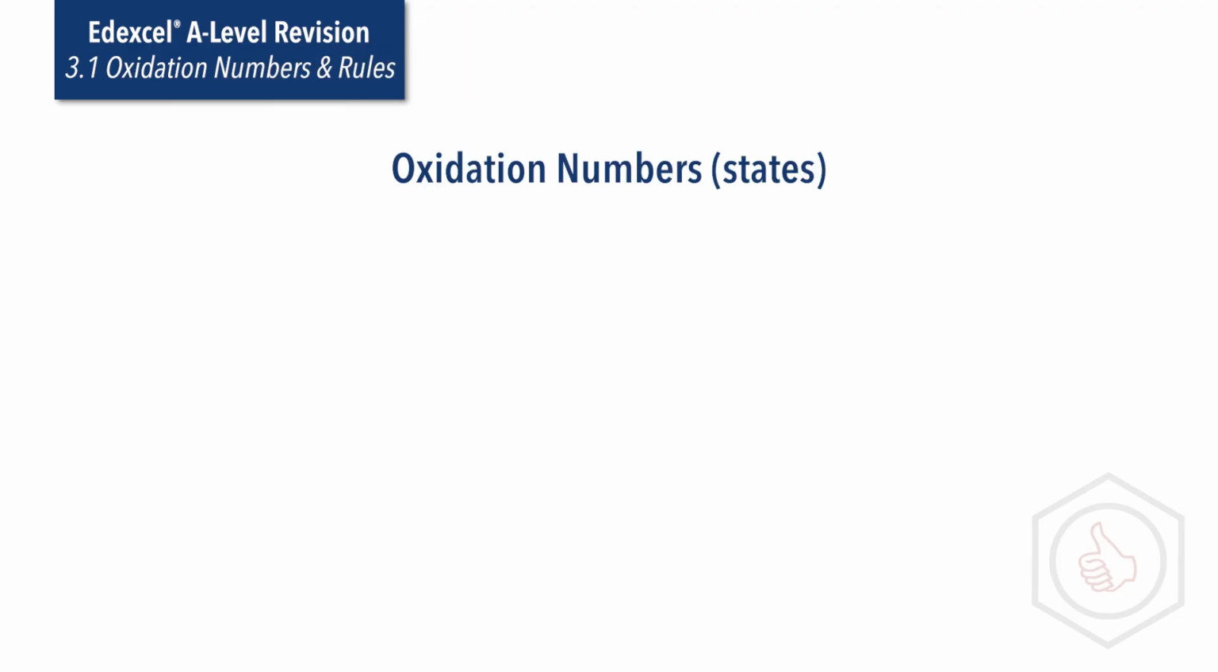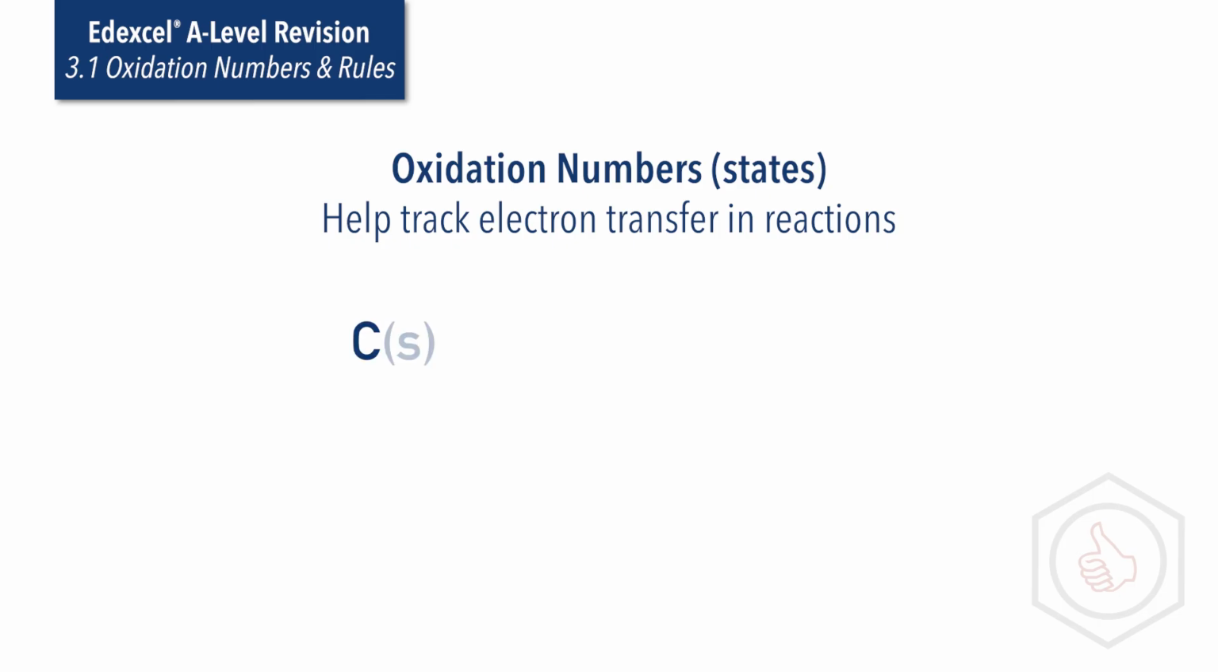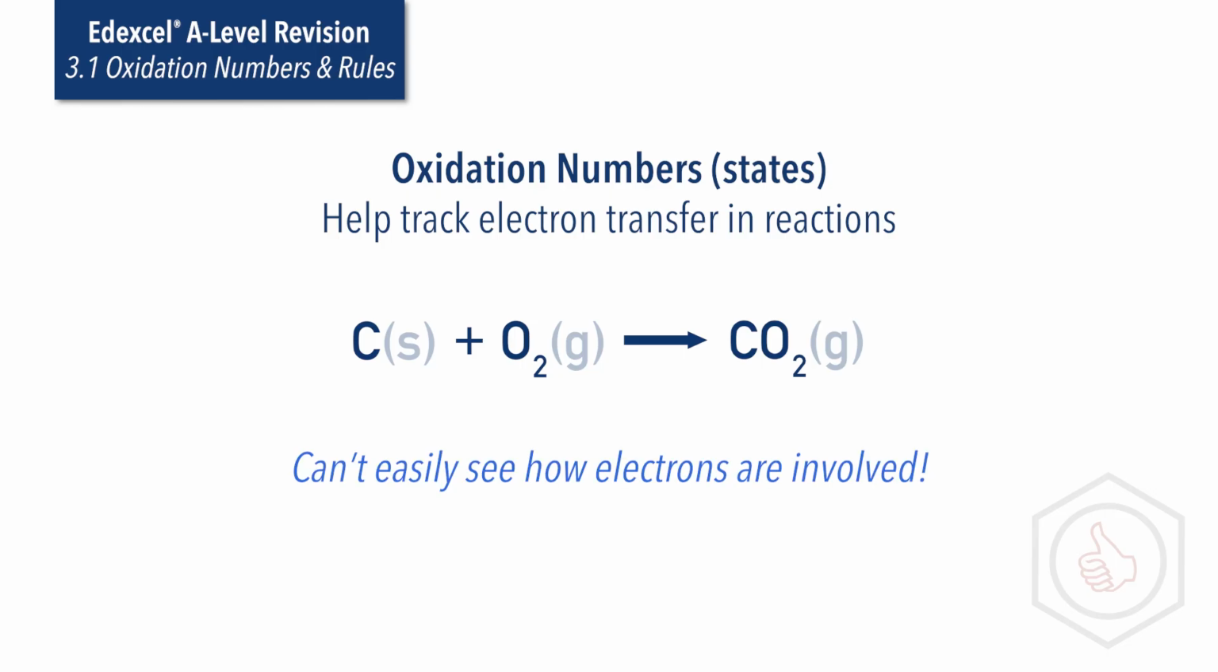Oxidation numbers help track electron transfer in reactions. It is straightforward to see how atoms have lost or gained electrons when ions get formed. However, it can be harder to see how atoms have lost or gained electron density when dealing with molecules. For example, when carbon gets oxidized to form carbon dioxide in combustion, no ions get formed, meaning it isn't immediately clear how electrons are involved.